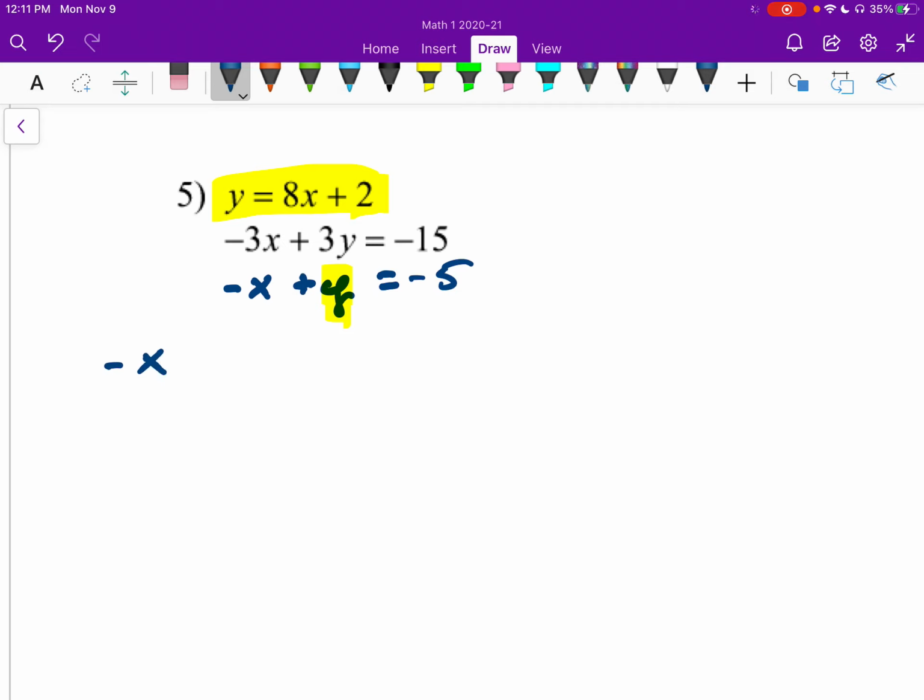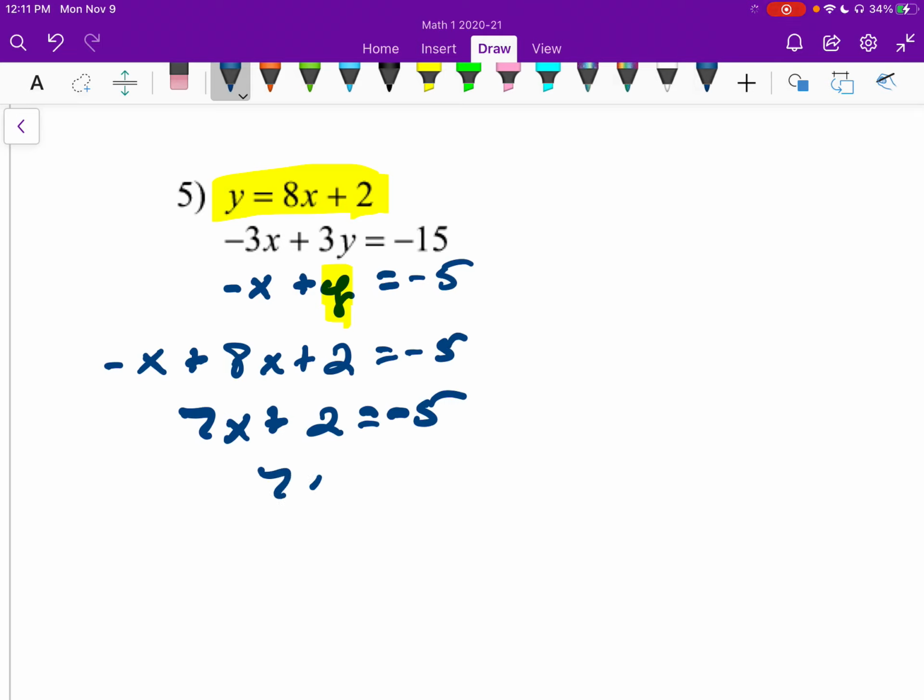So negative x plus 8x plus 2 is negative 5. And the reason that I didn't write parentheses there is because I don't have any coefficient for y. There's no number there. So I could have written parentheses, but there really isn't a whole lot of need. So I combine my x's. I have 7x plus 2 is negative 5. So 7x is negative 7, and x is going to be negative 1.